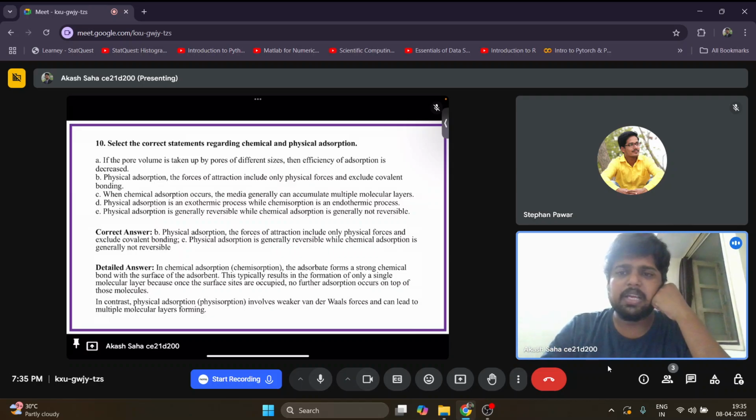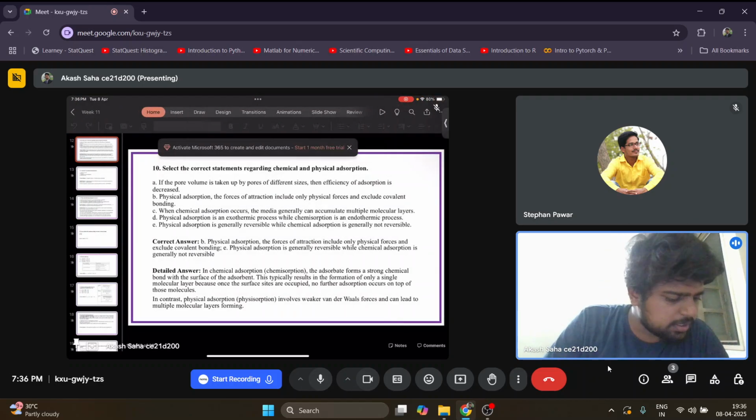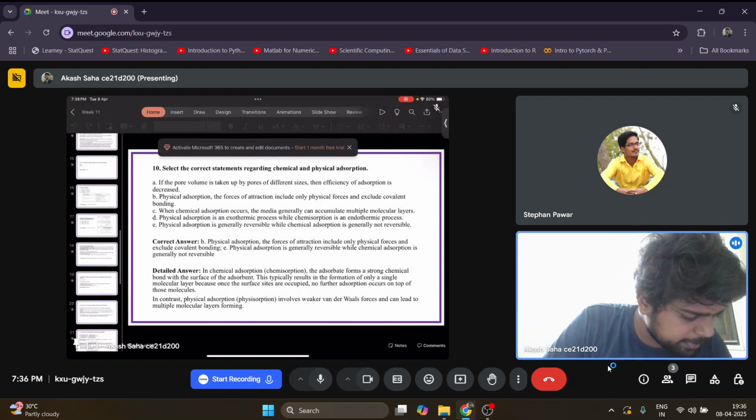And then talking about E, physical adsorption is not exothermic. The chemical adsorption is mostly exothermic in nature. So B and E are the correct options, because physical adsorption is a reversible process whereas chemical adsorption is not reversible. Okay, so now we'll go to some numericals. I think it is better to solve the numericals first.